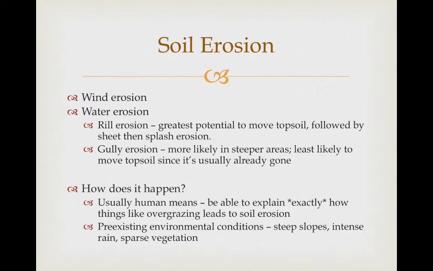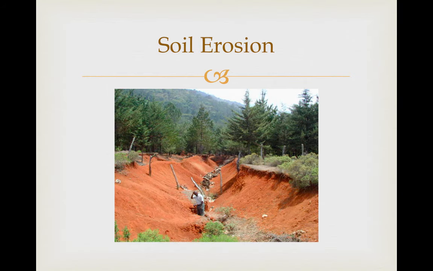How does this happen? It's usually human means. On an FRQ, be able to explain exactly how things like overgrazing lead to soil erosion. Also, pre-existing environmental conditions don't help. Steep slopes, intense rain, sparse vegetation. So if you've got an ecosystem that is already very fragile with respect to soil erosion, and then people come in and kind of take away the very few supports that are there to keep the soil in place, you're going to end up with a desert. This is an example of gully erosion.